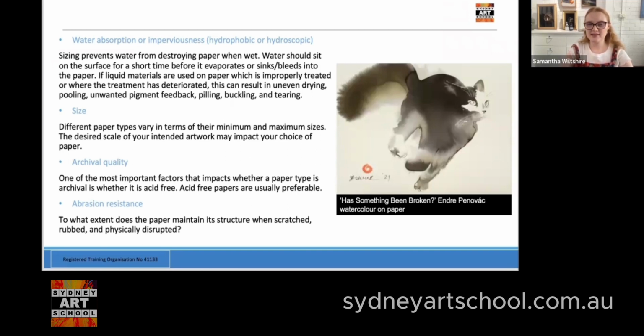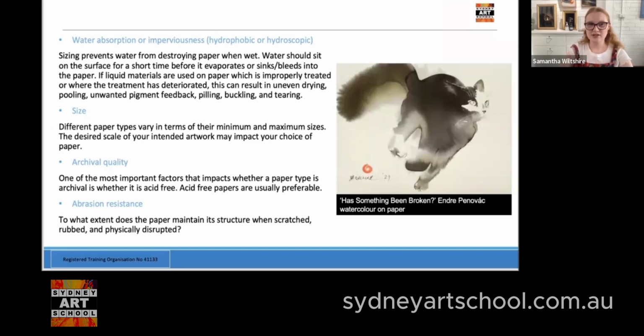We can also think about size when we're making our choices. So different paper types vary in terms of their minimum and maximum available size. You need to consider the desired scale of your intended artwork and whether or not that might impact your choice of paper. We also need to think about the archival quality of our paper. Archival meaning that something will last a really long duration of time without drastically deteriorating. So this is one of the most important factors when you're thinking about the longevity of your work.